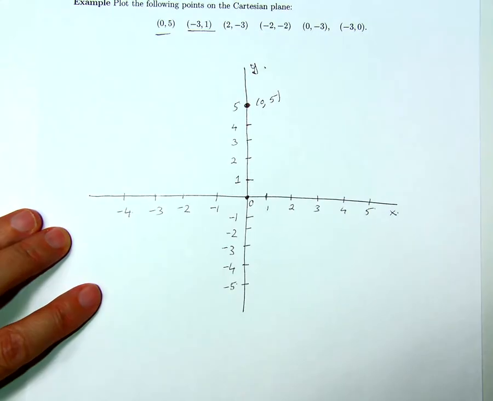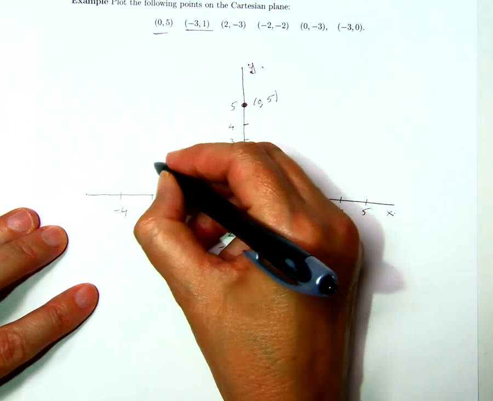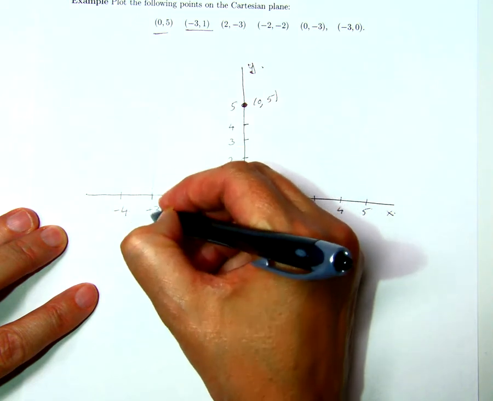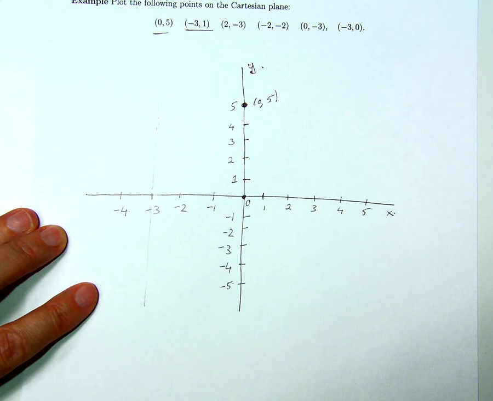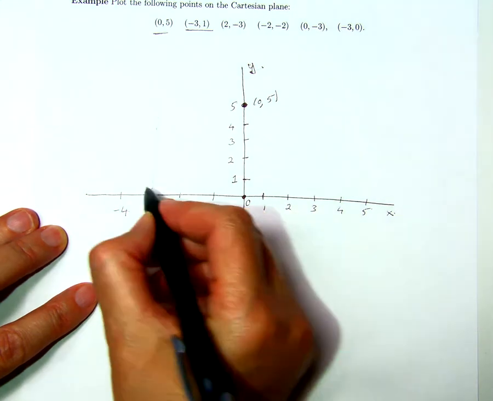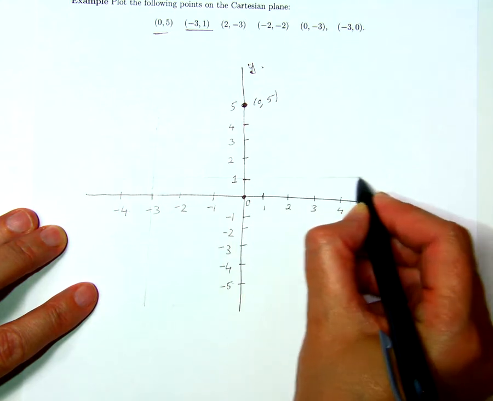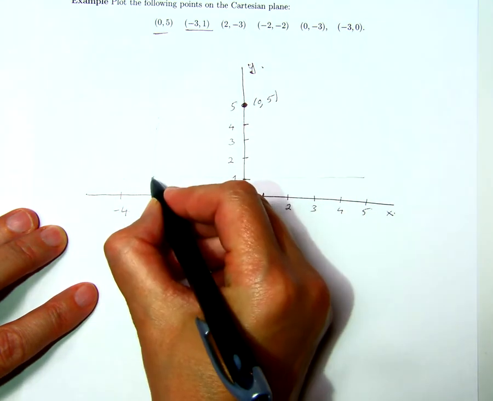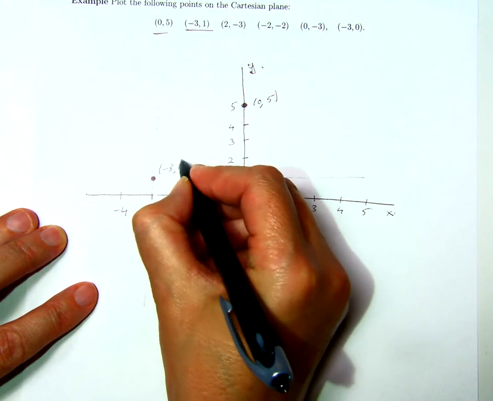Let's take the point (-3, 1). Its x-coordinate is negative 3, so it's somewhere above or below the point negative 3 on the x-axis. Its y-coordinate is 1, so it's somewhere to the left or the right of 1 on the y-axis. There's a unique such point right here, and that's (-3, 1).